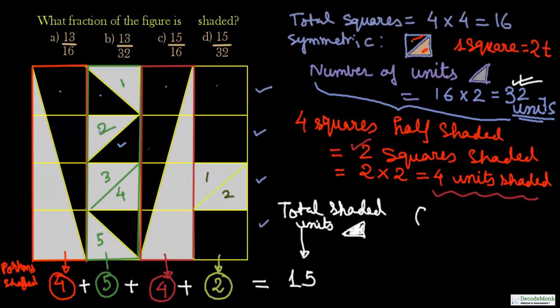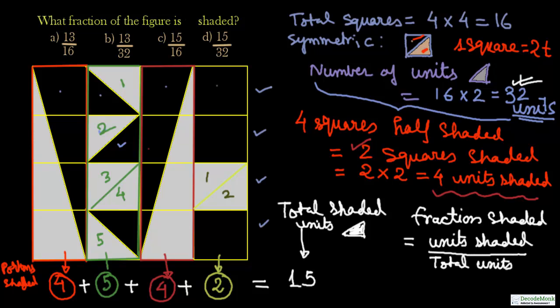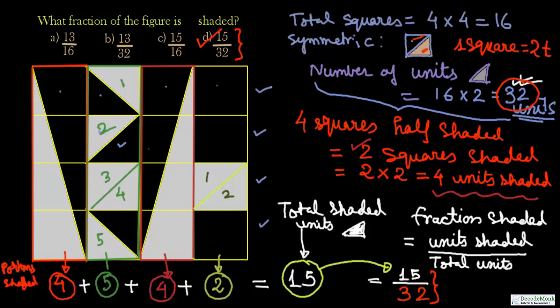So 15 shaded units are there, and the total number of units is equal to 32, and therefore the fraction of the figure shaded will be equal to units shaded by total units, which is equal to 15. As we can see over here, total units shaded is equal to 15. So I will put it over here, and the total number of units is equal to 32, which will go down in the denominator. So you can see that 15 by 32 is the fraction of the figure shaded. So here there are options where you can see that option D, telling 15 by 32, is the right option.